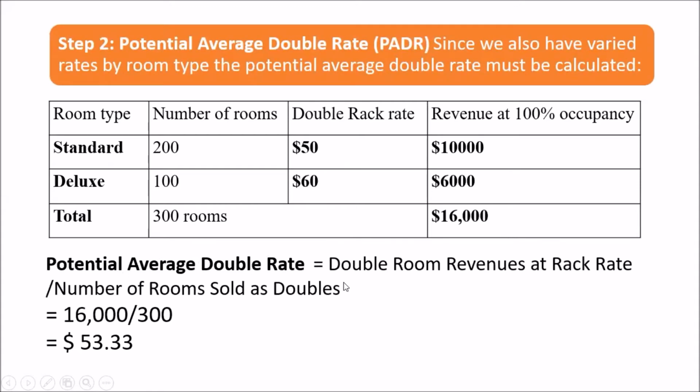Now the PADR is calculated. Double room revenues at rack rate are $16,000 upon 300 rooms, which gives the figure of $53.33 as PADR.